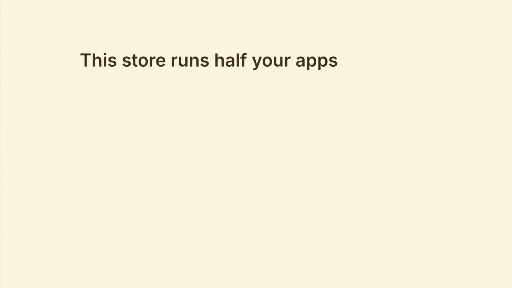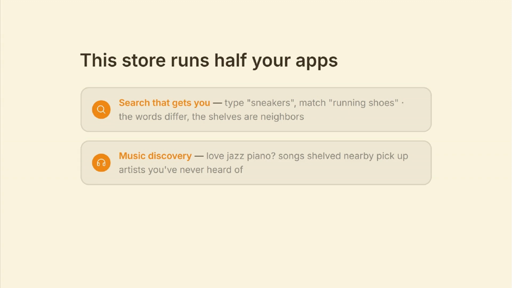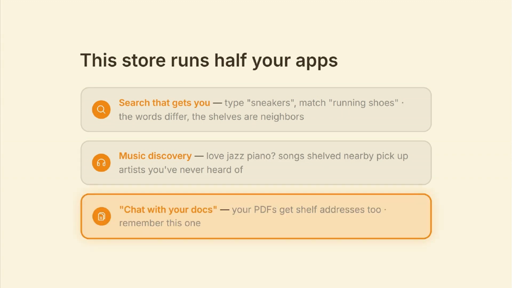Why care? Because this one idea, meaning as location, quietly runs half your apps. Search that finds what you mean. Type sneakers, match running shoes. The words don't match. The shelves are neighbors. Music discovery, love jazz piano. The songs shelved nearby pick up artists you've never heard of, because their sound neighbors yours. And every chat with your documents tool, your PDFs get shelf addresses too. Remember that one? It's exactly where this series is headed.